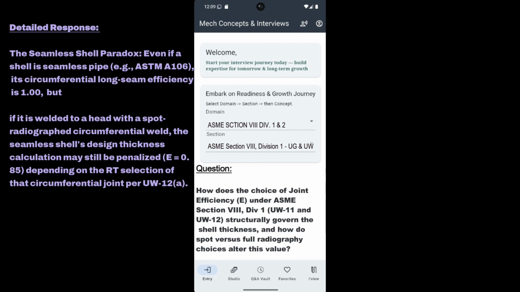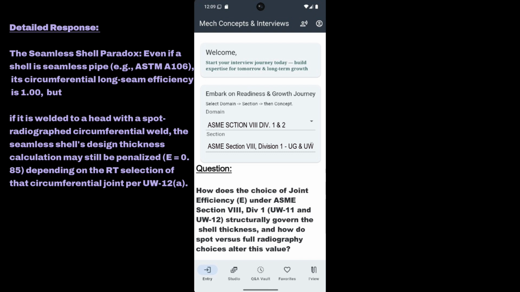That is a fatal flaw in code interpretation and honestly a very common trap. The paradox is the false assumption that buying a seamless pipe magically guarantees a continuous E of 1.00 for the entire vessel calculation. Because it doesn't. The reality is much stricter. Even if the main shell is a seamless pipe, like an ASTM A106, its internal longitudinal seam efficiency is inherently 1.00, but that pipe does not exist in isolation.